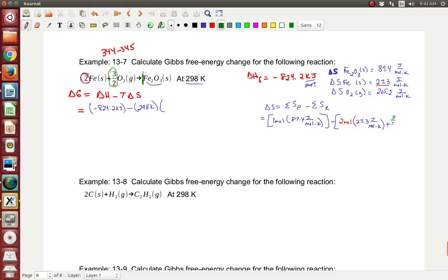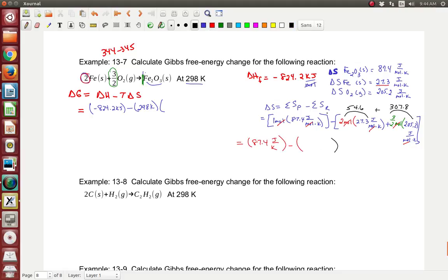So 3/2 mole times, for oxygen, it is 205.2 joules per mole Kelvin. I'm running out of space for my units. Joules per mole Kelvin. Okay, now we go through and cancel units out. Moles all cancel. We're going to multiply these guys so that 2 times this and 3/2 times this, and then add it together to get one value, and then we'll subtract it from 87. So I'm going to pause it and do that real quick.